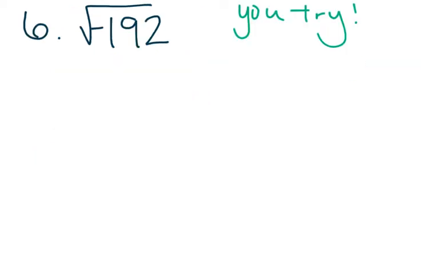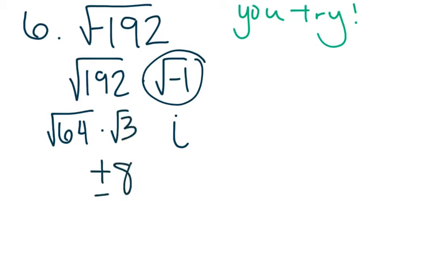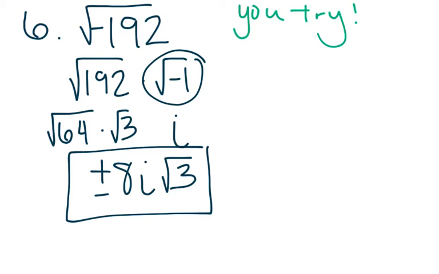Alright, moving on. I want you to try this one, and then we're going to work on solving some equations. So go ahead and pause the video in 1, 2, 3. Okay, so the square root of negative 1 becomes i. The biggest perfect square 192 is divisible by is 64. So the square root of 64 is plus and minus 8, the square root of 3 stays the square root of 3, and i goes in the middle. If that doesn't make sense, stop what you're doing right now and send me a message.